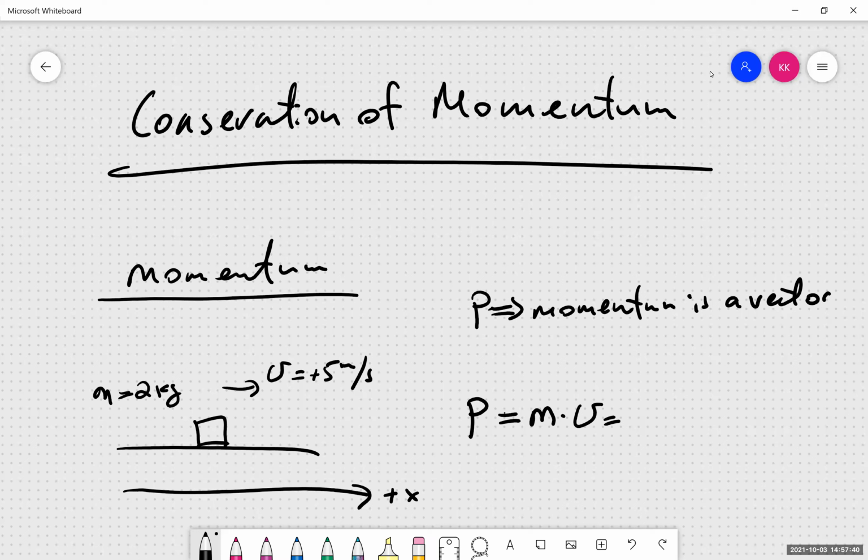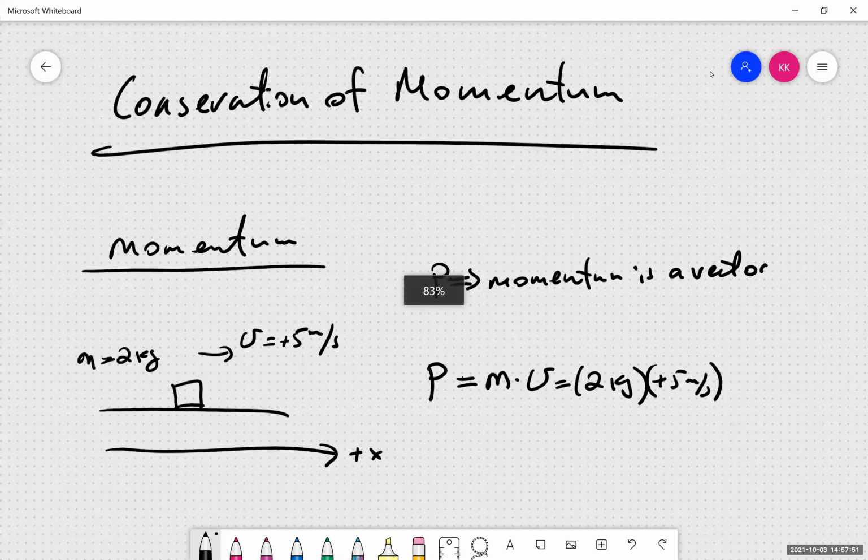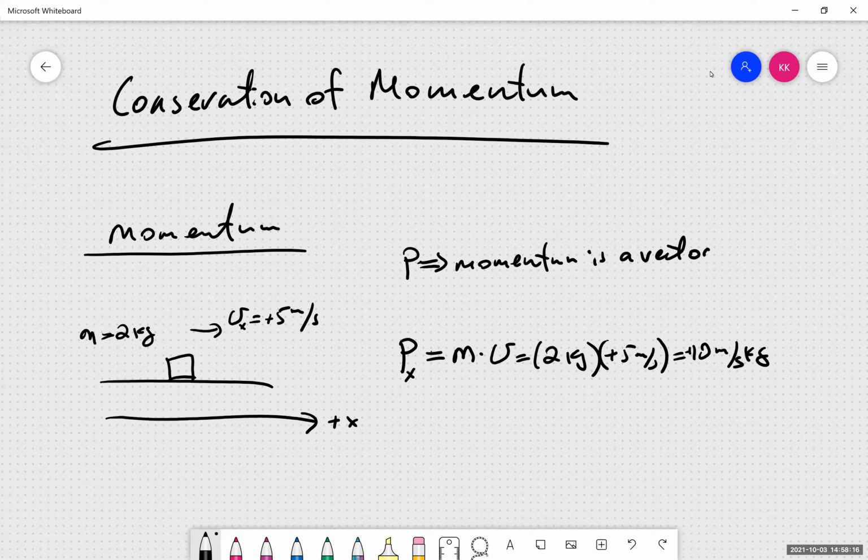That means for the momentum, I will have the mass, which is 2 kilograms, times the velocity, which is plus 5 meters per second. So this will be 2 times 5, which is 10 units of kilograms times meter per second. And since this is plus, the momentum is also in a positive x direction. So if we want, we can put a horizontal component or the subscript x to the momentum.